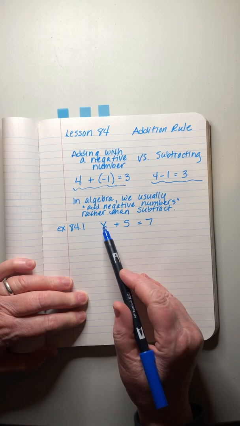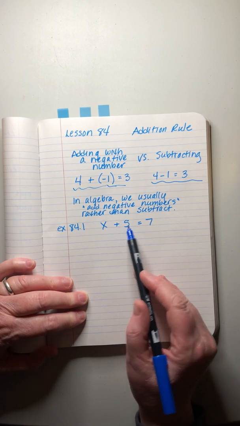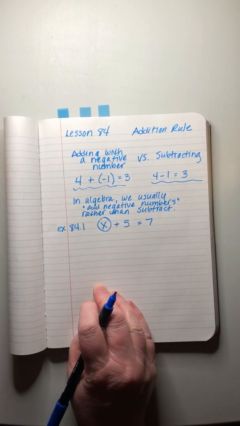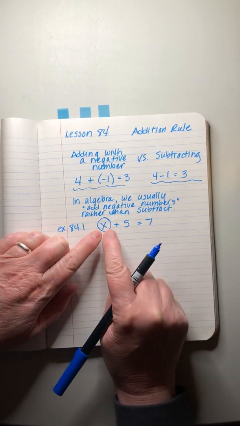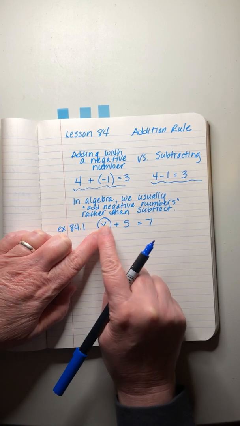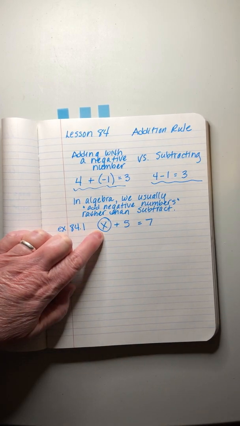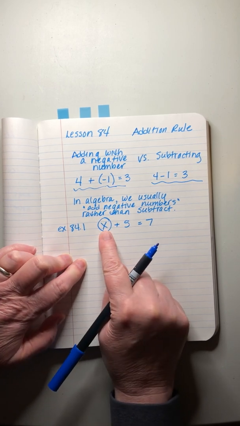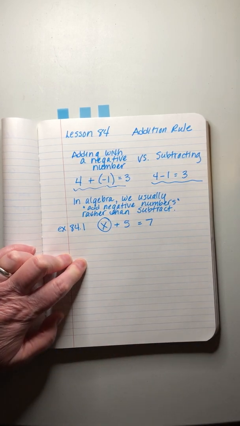Here we see x is chilling with plus 5. He's being added to 5. We want him by himself. That's the first thing we think of when we see an equation: we say, okay, where's the variable? I want him by himself. I want to get all the numbers away from him so that he's by himself on one side of the equation. So what's happening to him? He is being added to 5.